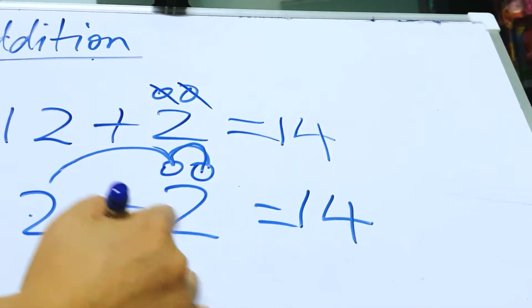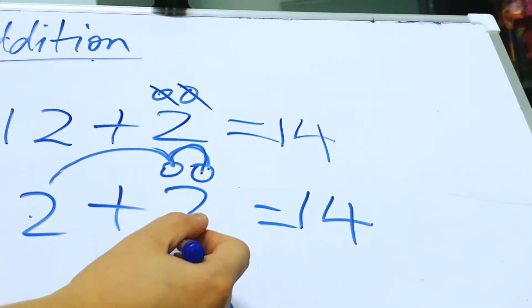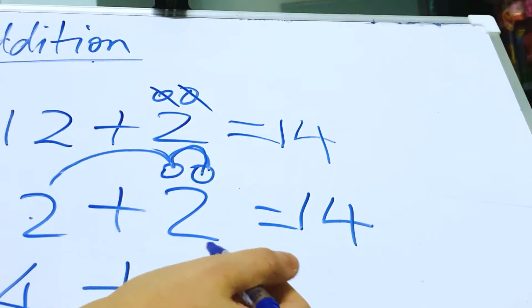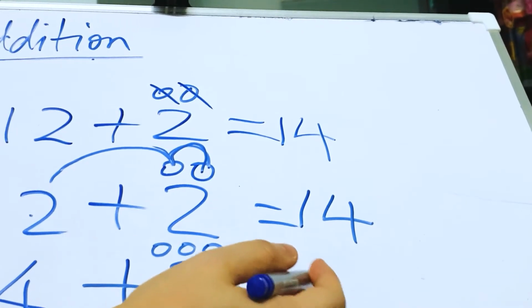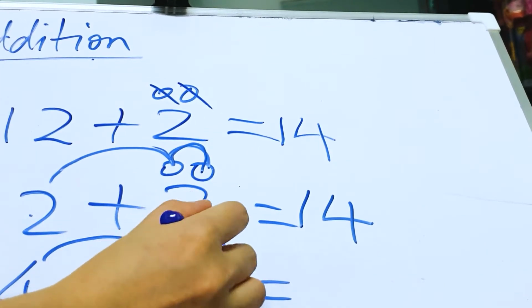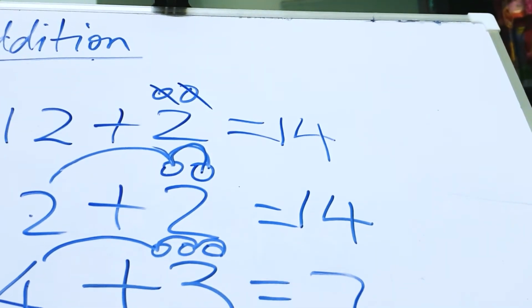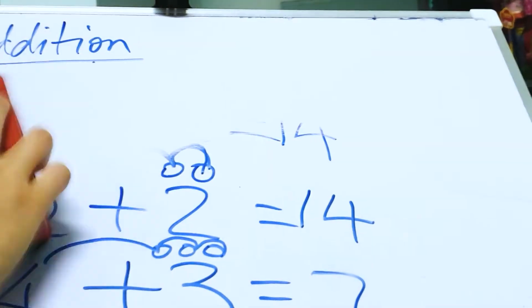For example, I have plus 3. How many balls do I need to draw? For example, 4 plus 3. So it's 1, 2, 3. Always draw on the smaller number, so it's easier. So after 4 is what? 5, 6, 7. Okay, easy.